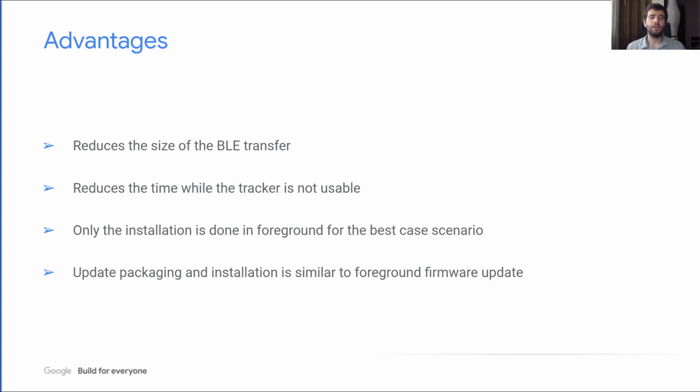Okay, so let's discuss the advantages of this approach compared to the foreground update. Packaging and installation is the same as for the foreground update, but the BLE transfer time is reduced because the update is now split into smaller chunks which are delivered during background synchronization. The time while the tracker is unusable is reduced, and in the best case, only the installation is done in foreground.